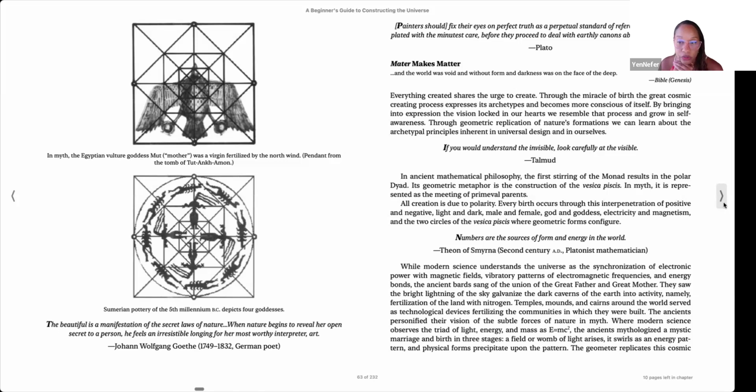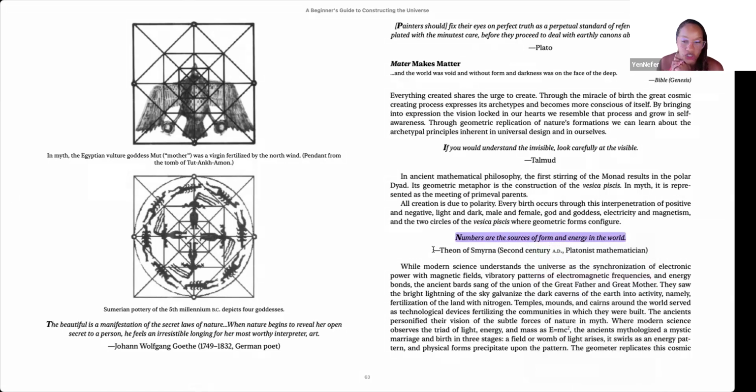interpenetration of positive and negative, light and dark, male and female, God and goddess, electricity and magnetism, and the two circles of the Vesica Pisces, where geometric forms configure. Numbers are the sources of form and energy in the world. Wow. The sources of form and energy in the world.